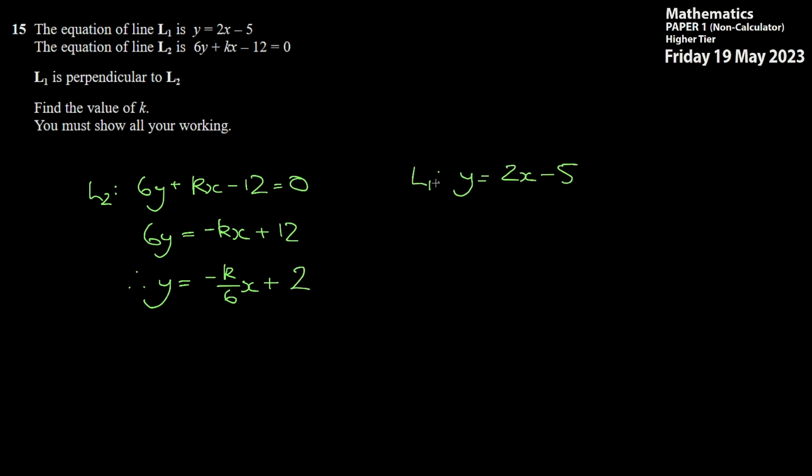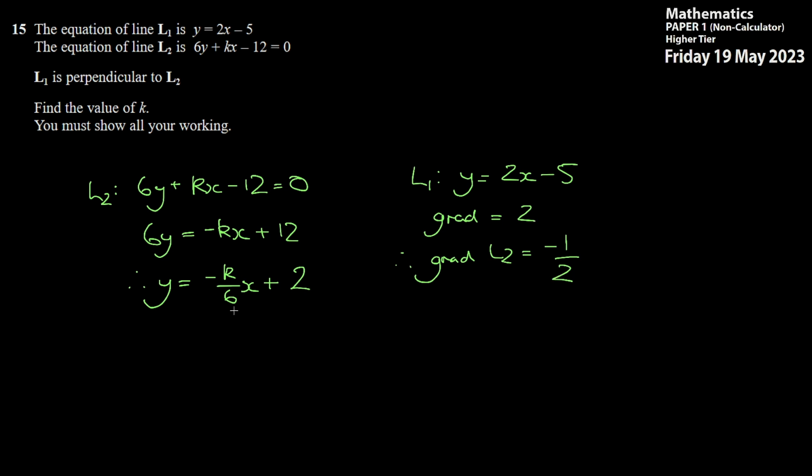So let's go back to L1. Well, the gradient of L1 is given by 2. So therefore the gradient of L2 is equal to negative a half. And that's because we're told that they're perpendicular to each other. The relationship is the negative reciprocal.